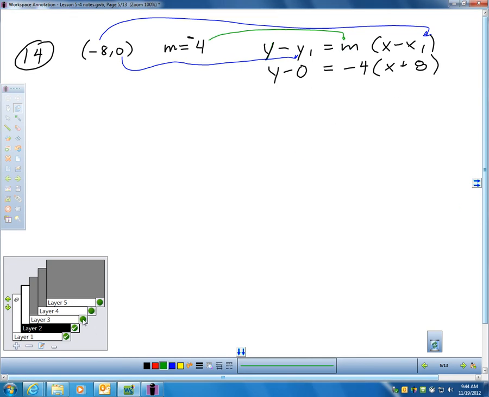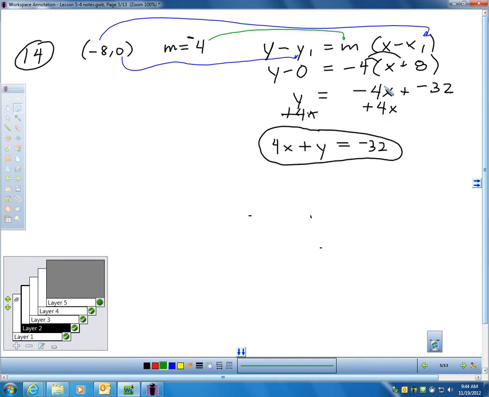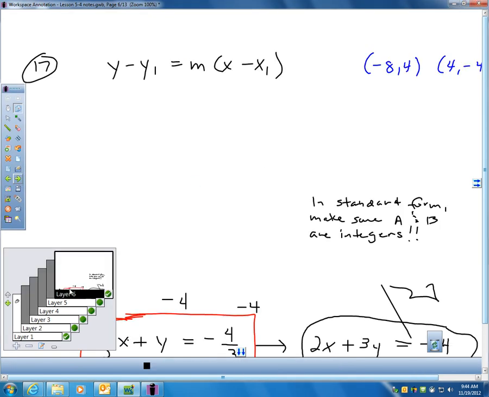Okay, well, simple. Distribute. Get all the x's and y's on one side. I'll add 4x to each side to do that. And my constants are all on the other side already. Well, there you go. There's my standard form equation. 4x plus y equals negative 32. Very simple to do.